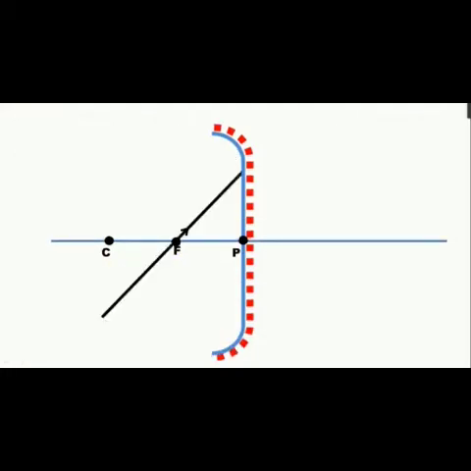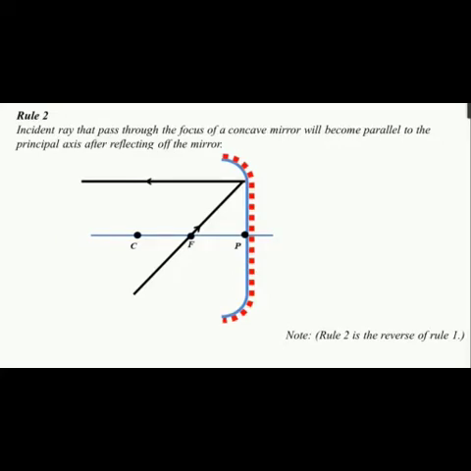And this is rule number 2 now. If you send the ray through the focus, it becomes parallel to the principal axis. So this is opposite to the first rule. One more time, it is going through the focus, it becomes parallel. One more ray, so it's parallel. So an incident ray that is going through the focus becomes parallel after reflection. Rule number 2 and rule number 1 are opposite to each other.